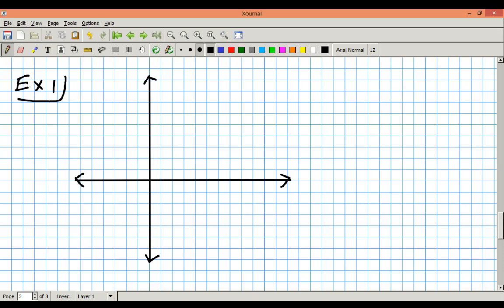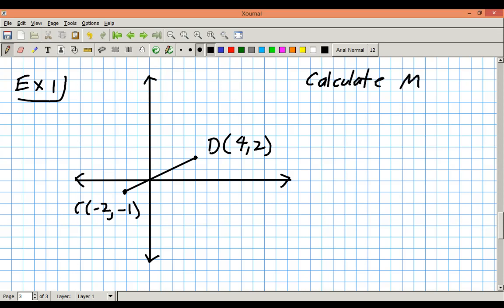All right, let's say we have 2 points. Point C is at -2, -1, and point D is at 4, 2. So here's your line segment. We want to calculate M, which is the midpoint of segment CD.